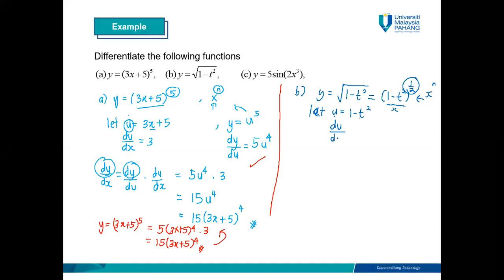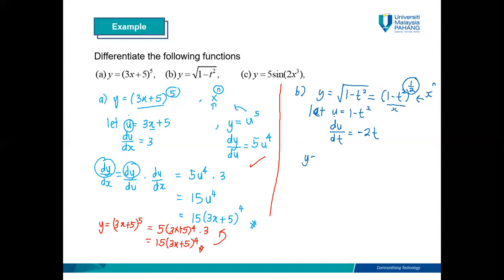So du over dt, differentiate 1, 0, differentiate. Okay, sekarang you boleh pakai table of differentiation lah. Negative, so negative t square. Okay, 2 yang ni lah. Okay, t square sama dengan x power of n lah. 2 turun depan, t kuasa kurang 1. So negative 2t only. So what's next?